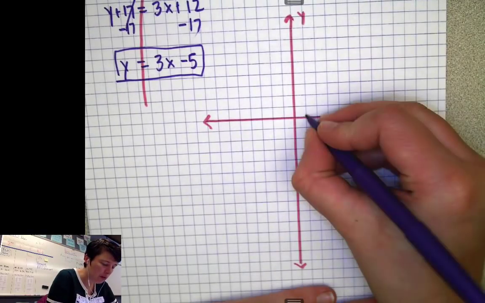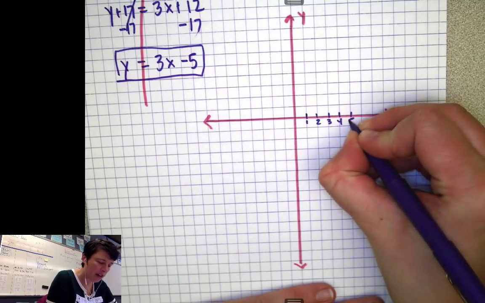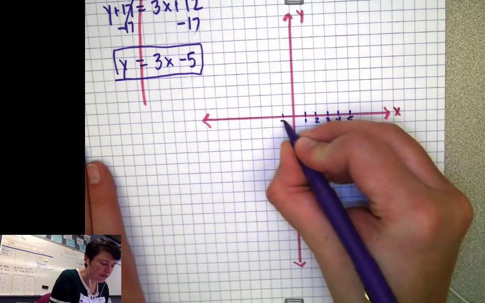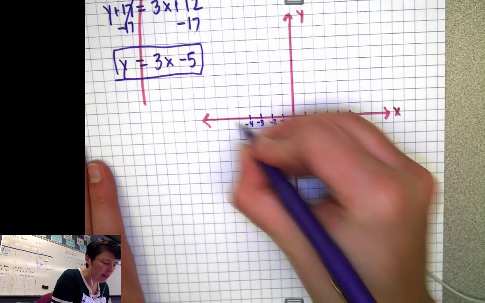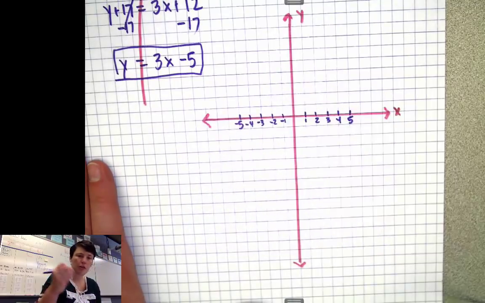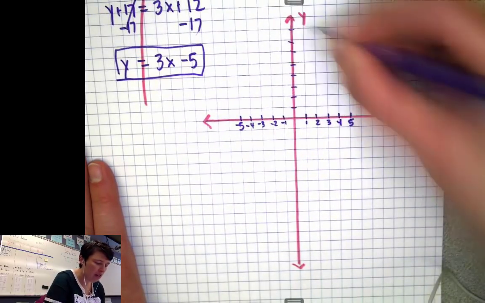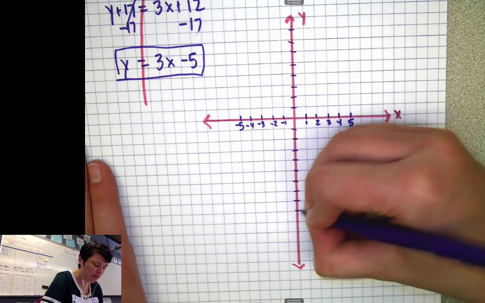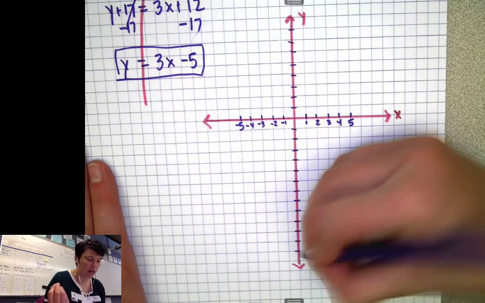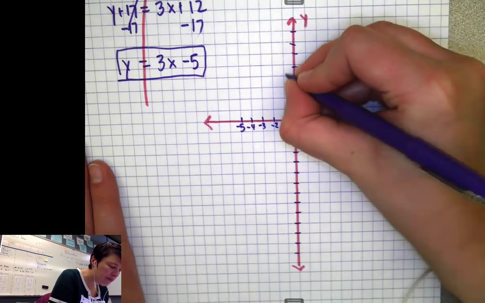So let's see here. 1, 2, 3, 4, 5. I'll go back -1, -2, -3, -4, -5. Same thing going up and down. I'm going to go 1, 2, 3, 4, 5, 6, 7, 8. 1, 2, 3, 4, 5, 6, 7, 8. All right, getting a lot of points on here. So let's just label this.